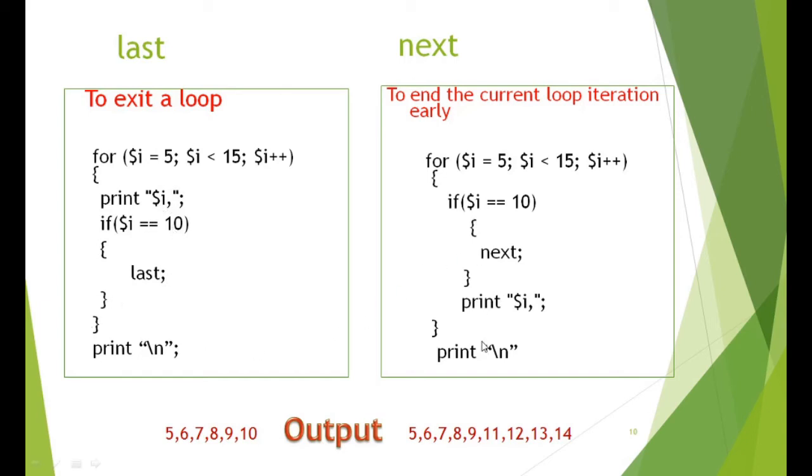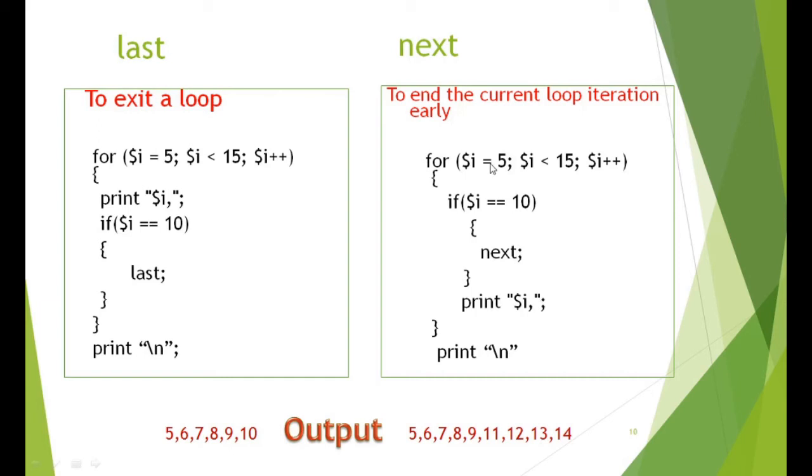The same thing I am giving here. Instead of last, I am giving it as next. So next is to end the current loop iteration early. So what happens here? i starts from 5 and i is less than 15. I am just checking whether i is equal to 10, then next. And then I am printing here. Only after checking I am printing it.